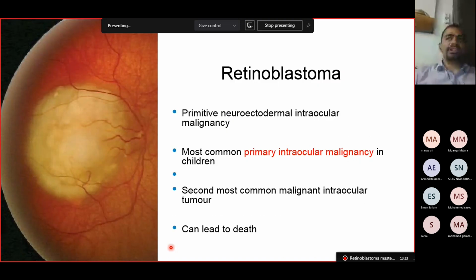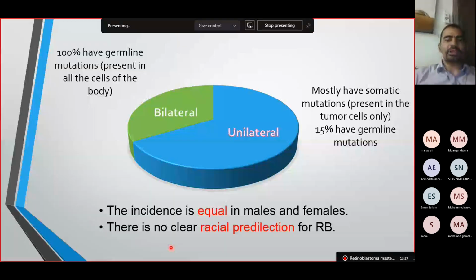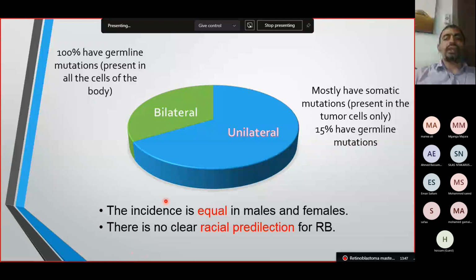So one thing that you need to understand is the difference between heritable and non-heritable retinoblastoma, or unilateral and bilateral retinoblastoma. If you find a patient with bilateral retinoblastoma, those patients by definition have what we call a germ-line mutation.